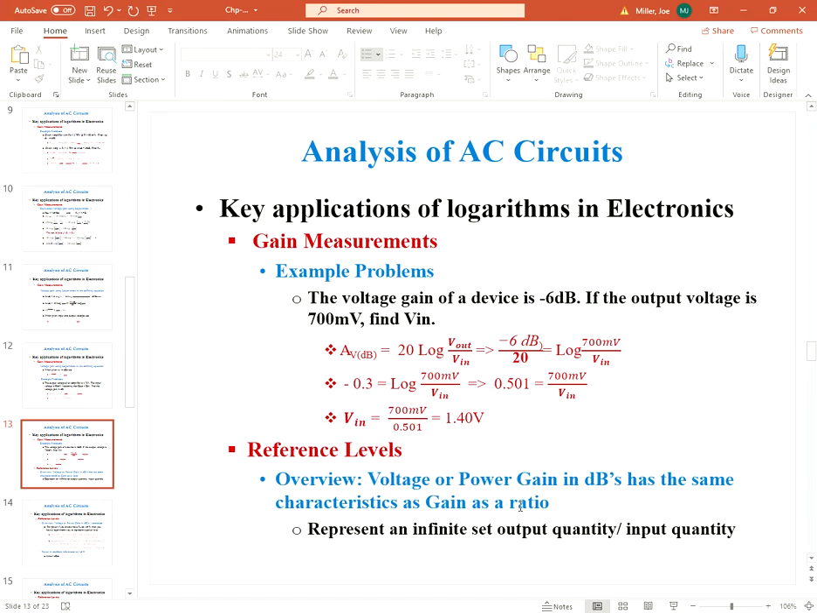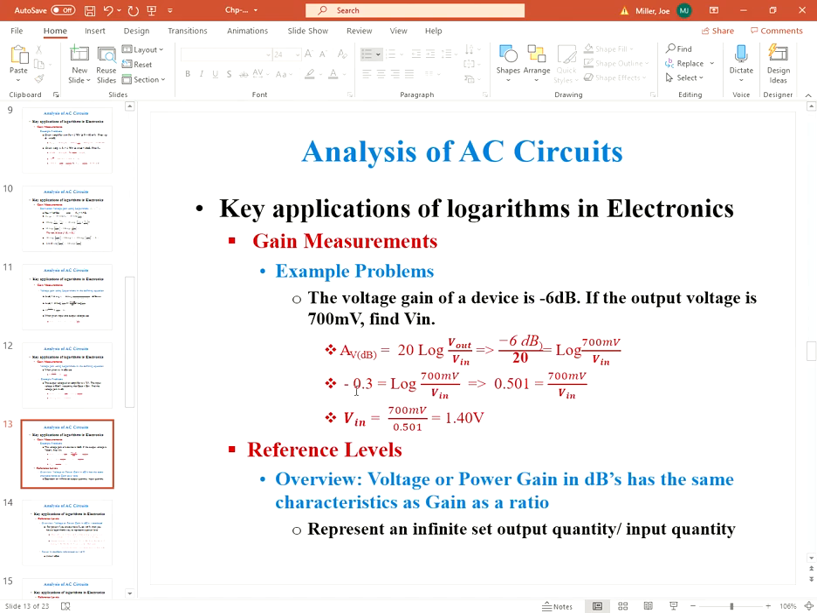Let's say the voltage gain of the device is given as minus 6 dB and the output voltage is 700 millivolts. You're asked to find V in. Let's plug in what we have. You can plug it in this form and then divide both sides by 20, or else you can plug it in here. So we get minus 6 dB divided by 20 equals the log of 700 millivolts divided by V in, which simplifies to minus 0.3 equals the log of 700 millivolts divided by V in.